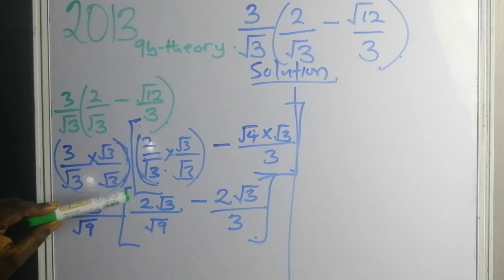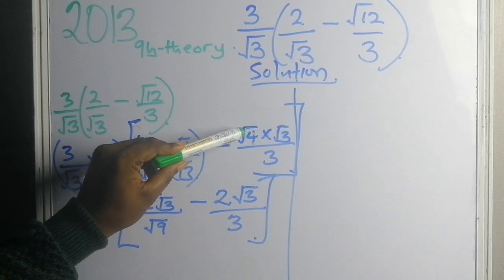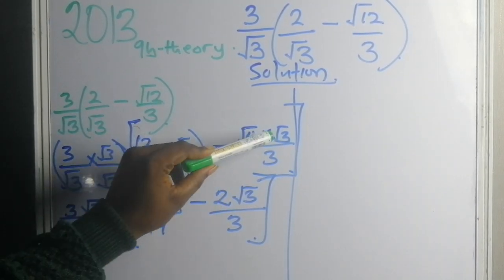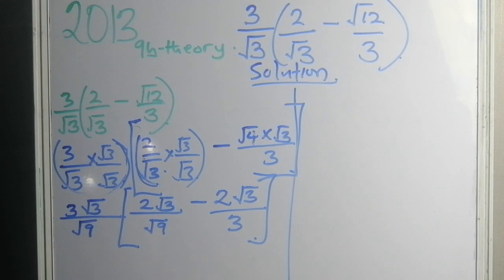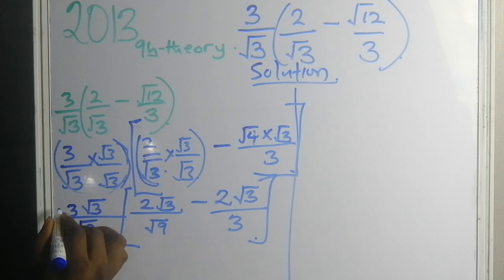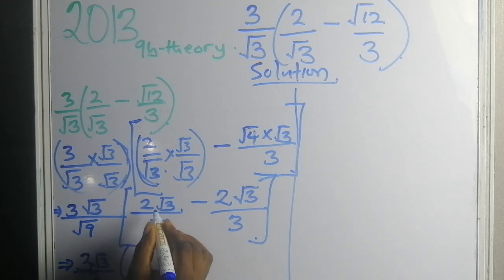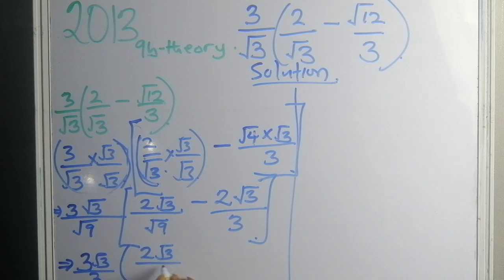2 root 3 over 3 times 3, inside with inside. That is root 9, minus root 4. Root 4 is 2. You have root 3 over 3. So if you look at it very well, I can conclude that I can have 3 root 3 over 3, into bracket 2 root 3 over 3 minus 2 root 3 over 3.